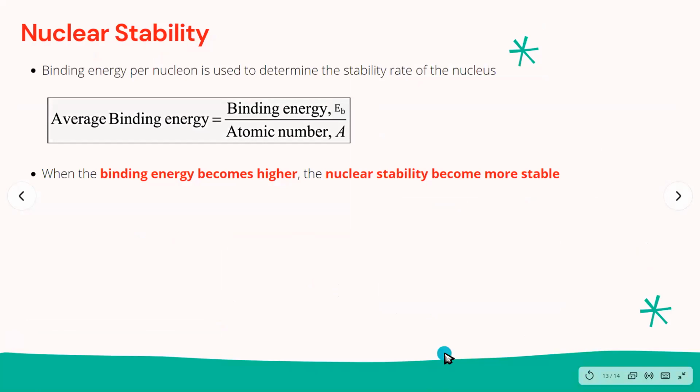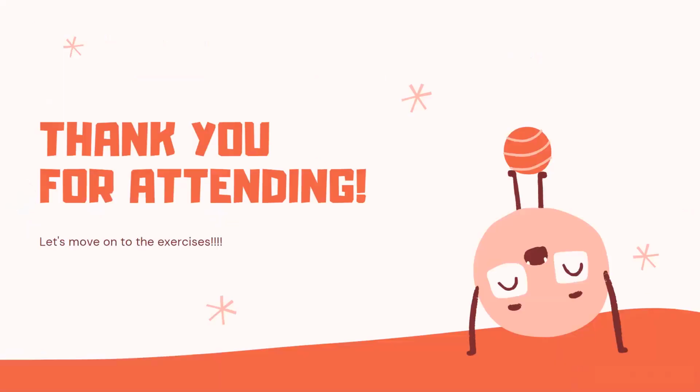And next, it's about nuclear stability. Binding energy per nucleon is used to determine the stability of the nucleus. We can use the formula: average binding energy equals binding energy over mass number, and we get the stability rate. So when the binding energy becomes higher, the nucleus becomes more stable. That's all from me. Thank you.